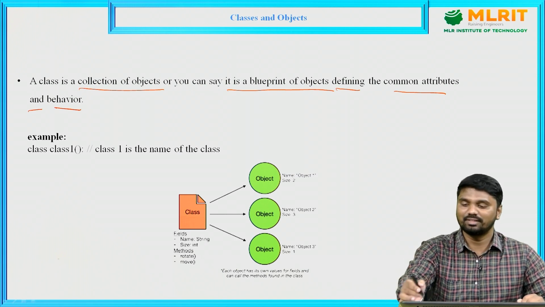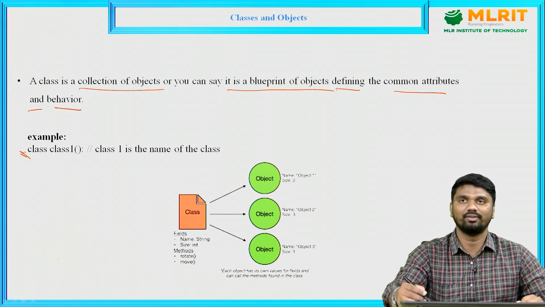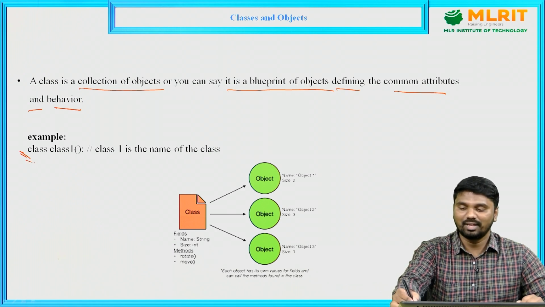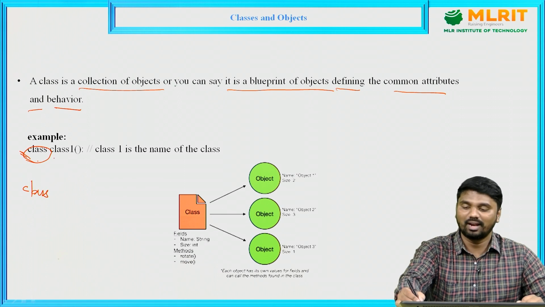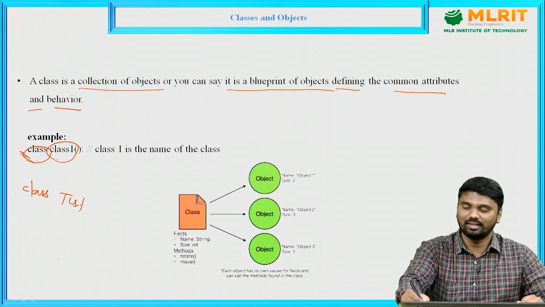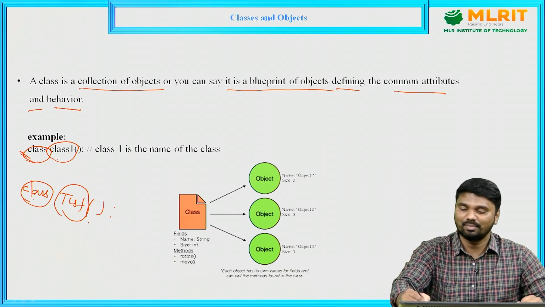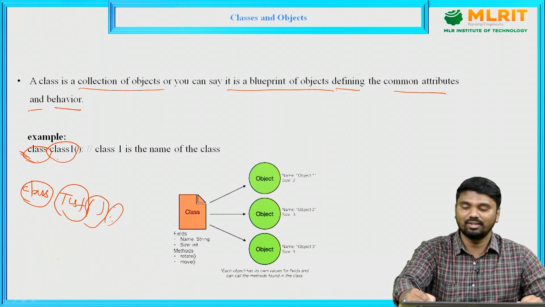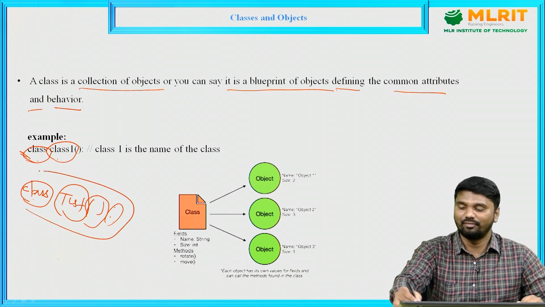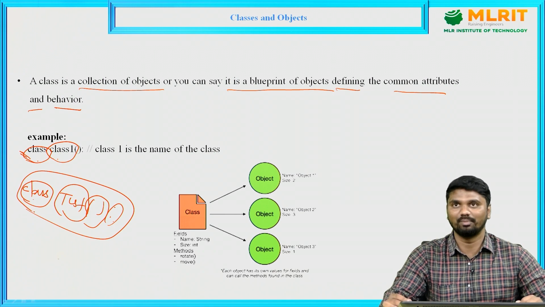How can we create a class in Python? Here the example I took is in Python, by using the class keyword. Class is the keyword and the name follows it. For example, class, then Test, then parentheses and then a colon. Here class is the keyword, Test is the class name, followed by parentheses and then a colon. So this is the way of defining a class in Python.